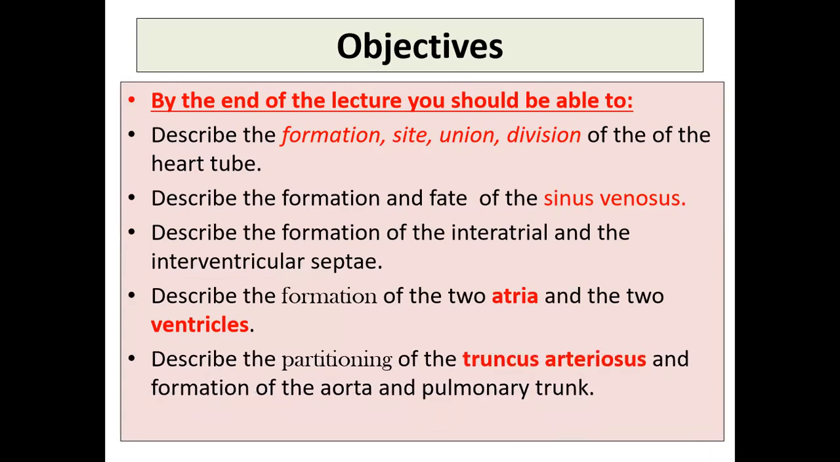You should be able to describe the partitioning of the truncus arteriosus, and the formation of the aorta and pulmonary trunk. And at the last, you should be able to list the most common cardiac abnormalities, more of congenital abnormalities, because we are dealing with the embryology.